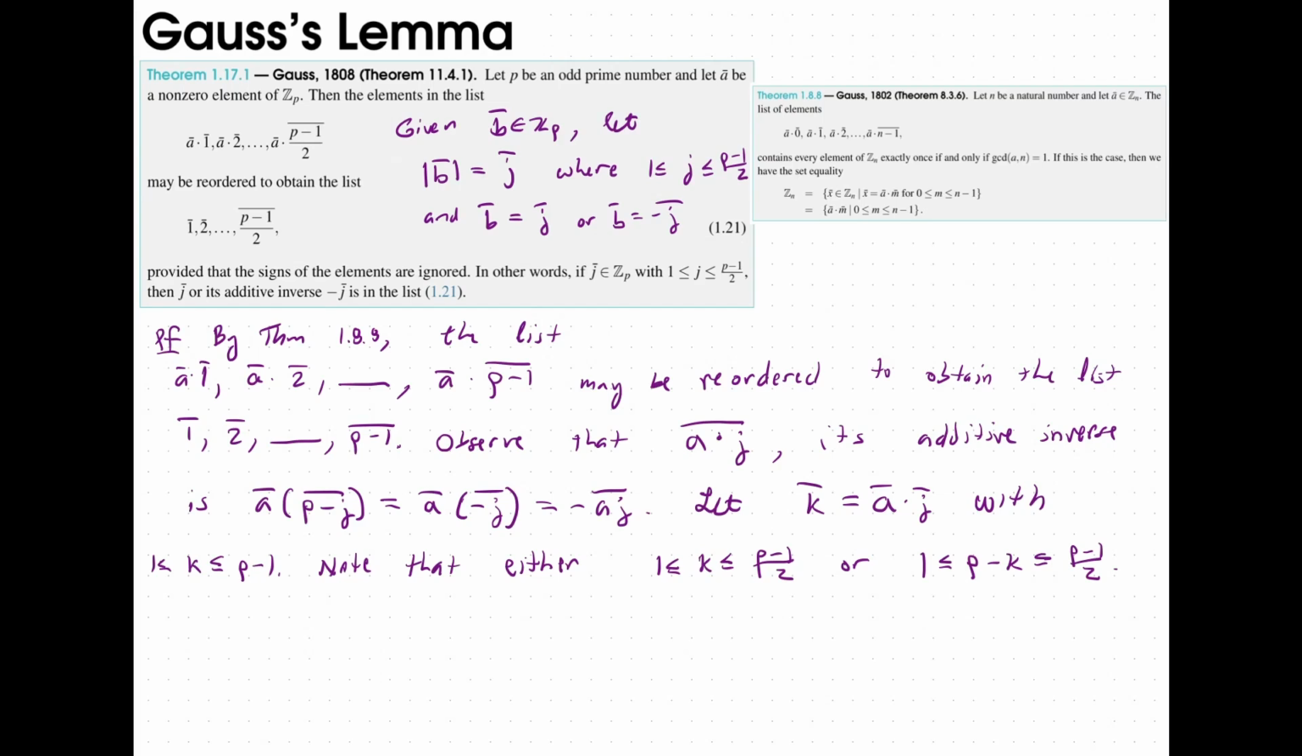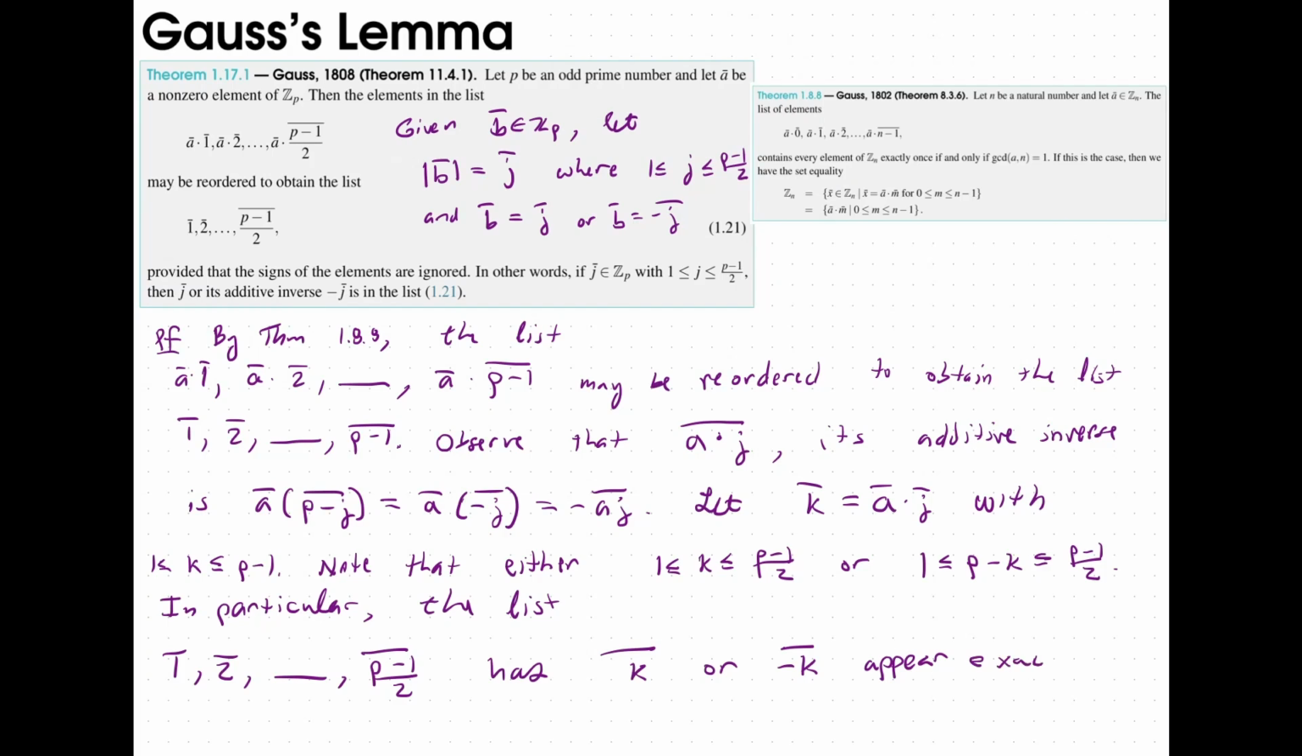But now if we couple this with what we have over here, in terms of a times j bar, that its additive inverse is minus aj bar, where we have p minus j quantity bar, then we get, in particular, the list 1 bar, 2 bar, all the way to p minus 1 over 2 bar has a times j bar, or I should say k bar, or minus k bar, its additive inverse, appear exactly once. And that's what we want to prove, because our k is our a times j.